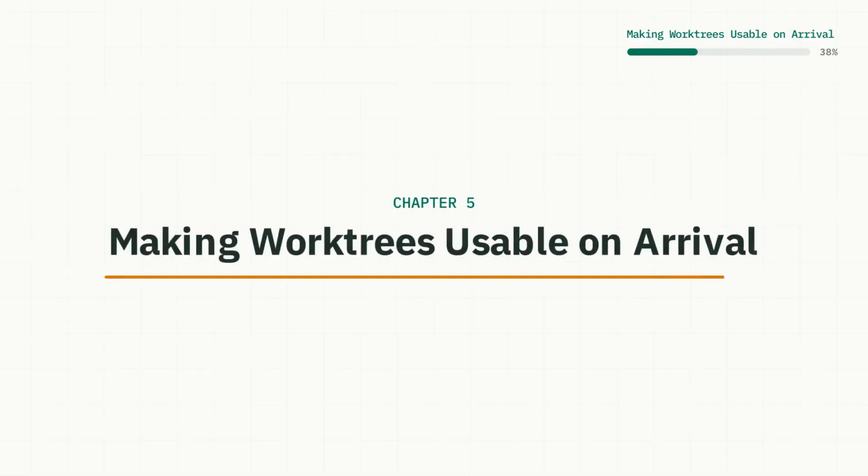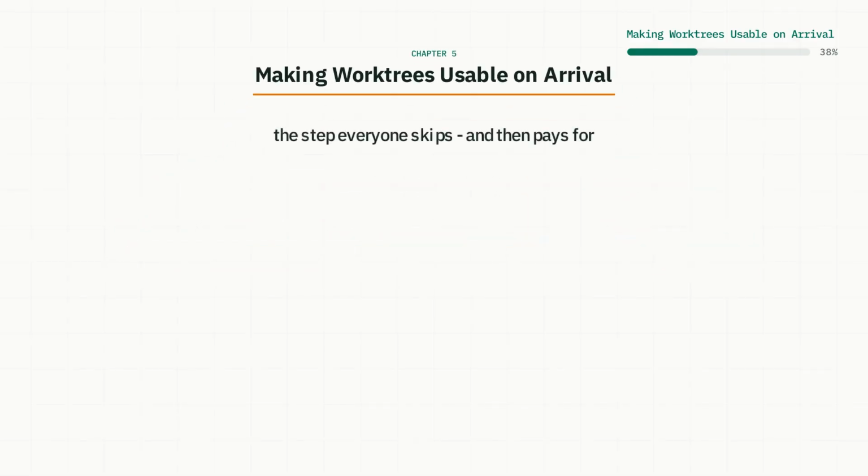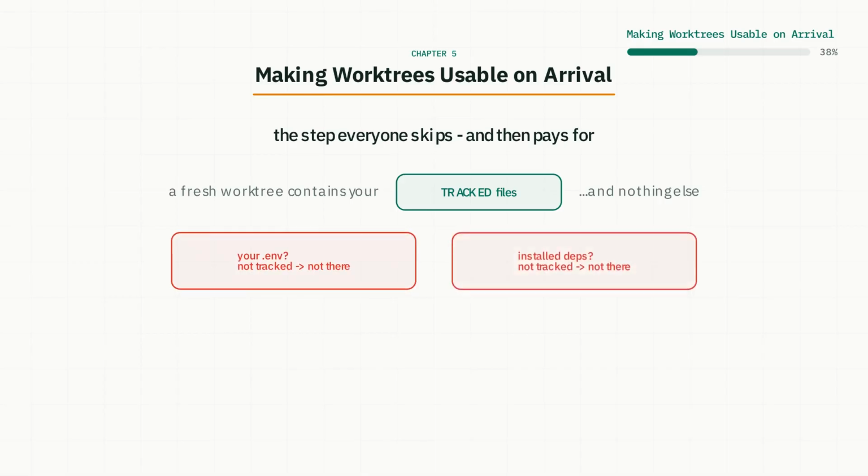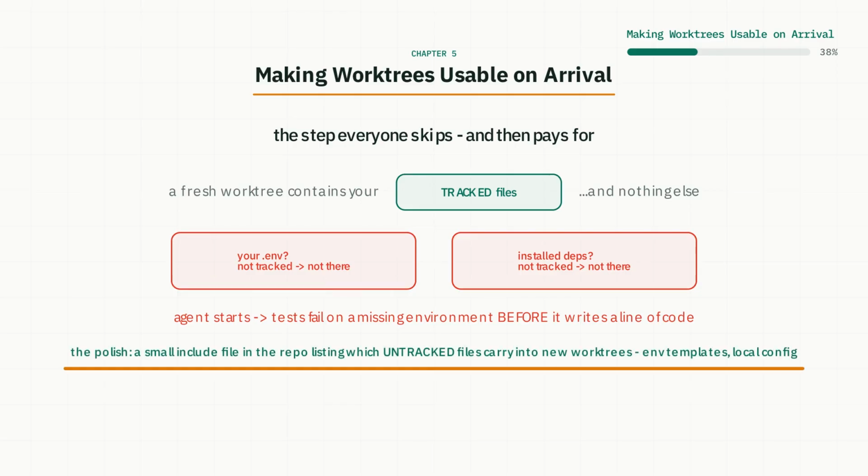Chapter 5, Making Worktrees Usable the Moment They're Created, the step everyone skips and then pays for. A fresh worktree contains your tracked files and nothing else. Your environment file, not tracked, not there. Installed dependencies, not tracked, not there. So the agent starts, tries to run the tests, and fails on a missing environment before it writes a line of code. The polish is a small include file in your repository that tells the tool which untracked files to carry into new worktrees: your environment templates, local configuration, the things a session needs on arrival.